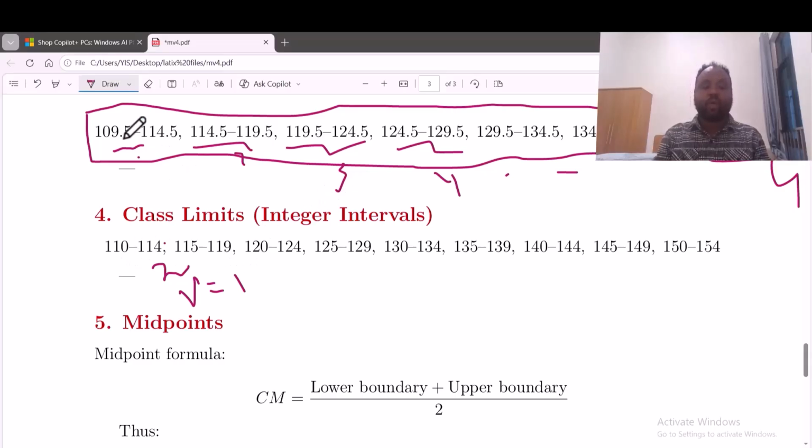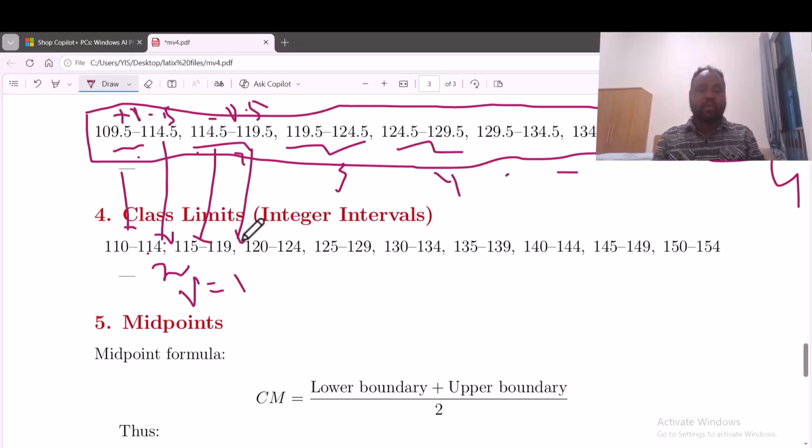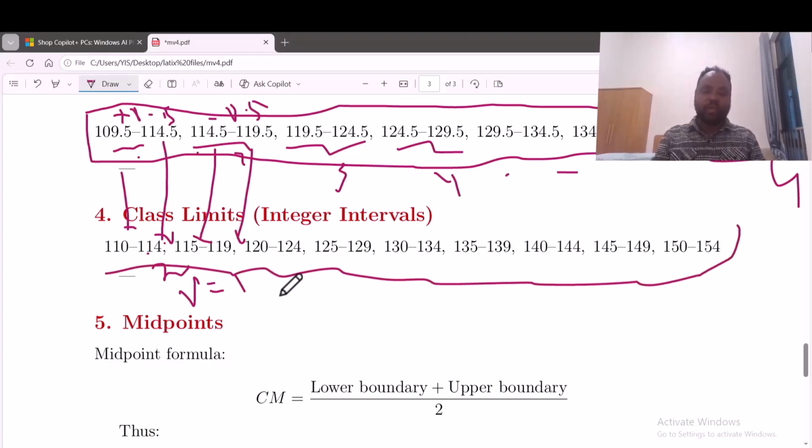So to obtain the class limits for the first class, we add 0.5 to this one, but we subtract 0.5 from this one. The lower class limit of the first class is now 110. The upper class limit of that class is this number, where we add 0.5 to this one but subtract 0.5 from this one. The corresponding class limits can be obtained in this way, and therefore the whole set of class limits is obtained.